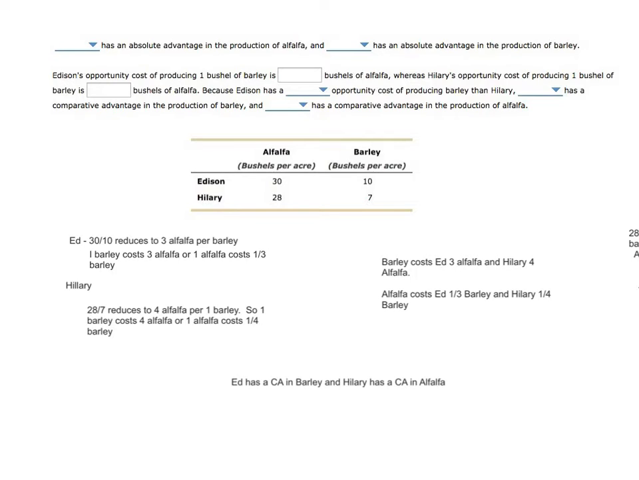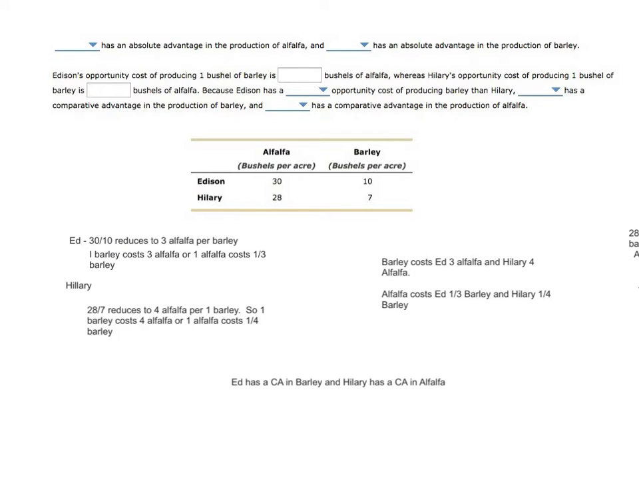Then we want to look at who has comparative advantage, though. Who has the lower cost? If you do the math here, Edison can produce either 30 bushels of alfalfa or 10 bushels of barley. So every time he produces 3 bushels of alfalfa, he gives up 1 bushel of barley. Effectively, 1 barley costs 3 bushels of alfalfa, or the flip side of that is 1 alfalfa costs 1/3 bushel of barley. I got that just by taking the ratio of 30 to 10. That reduces to 3 alfalfa per barley.